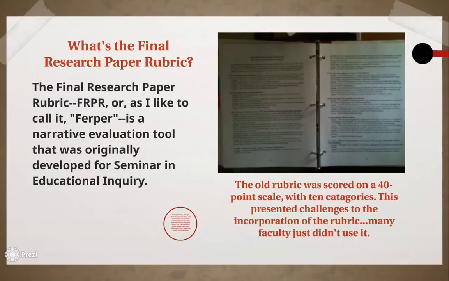First, let's talk about what the Final Research Paper Rubric is. The FERPR, as I like to call it, was a narrative evaluation tool originally developed for seminar and educational inquiry. The old rubric was scored on a 40-point scale with 10 categories. This presented challenges to the incorporation of the rubric. Many faculty simply didn't use it.